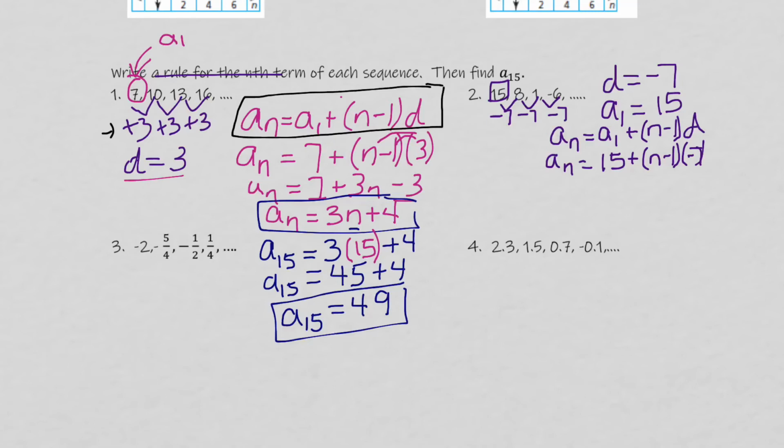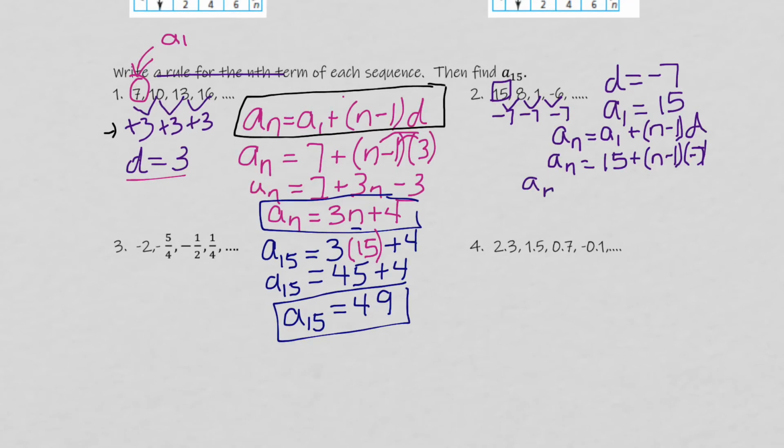Then I'll multiply that out. So I get a sub n equals 15 minus 7n plus 7. Collect my like terms. A sub n would equal, hang on, I want to put the other part first. I like to put the 7n first, so minus 7n plus 22.